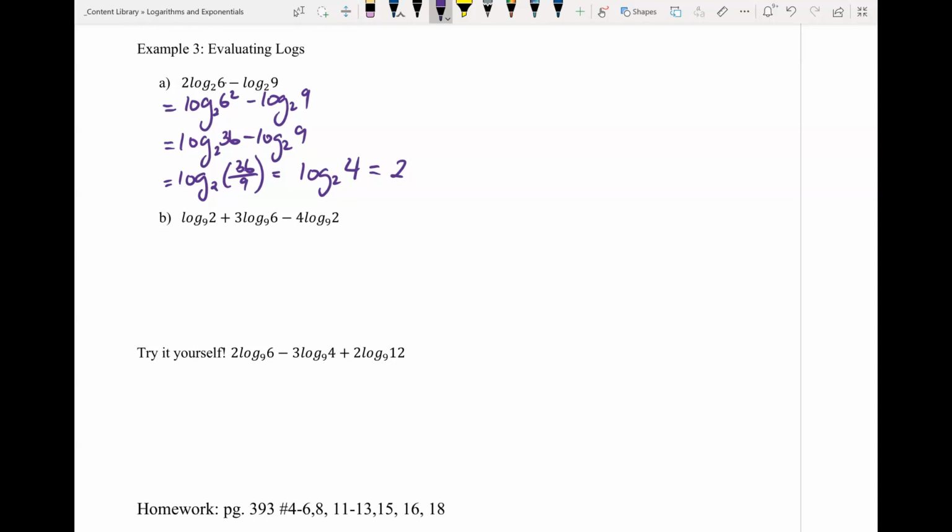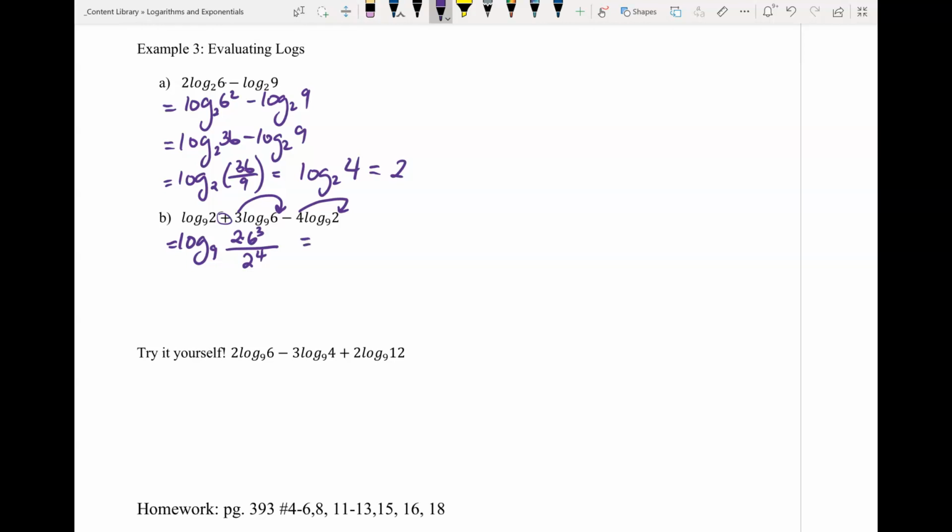Okay, moving on to the next example, we have a base of 9 throughout, so that means we can combine our logs, and I'm going to do that. We have a plus in between the two logs, which means we're going to multiply them together. That's 2 times 6 to the power of 3, because this 3 can go with the 6 using our power law. And then we have a minus, which means it'll be on the bottom of our division. And this 4 can go with the 2, so that's 2 to the power of 4.